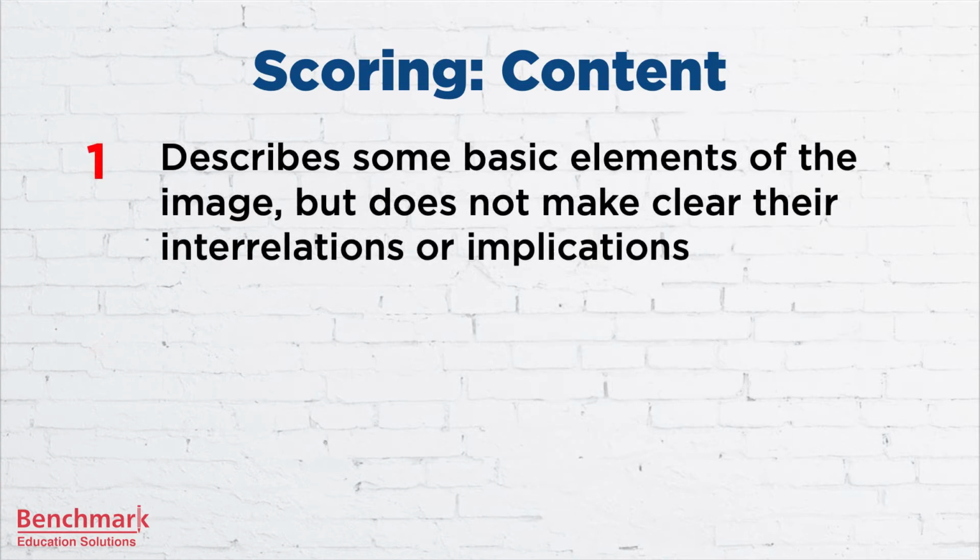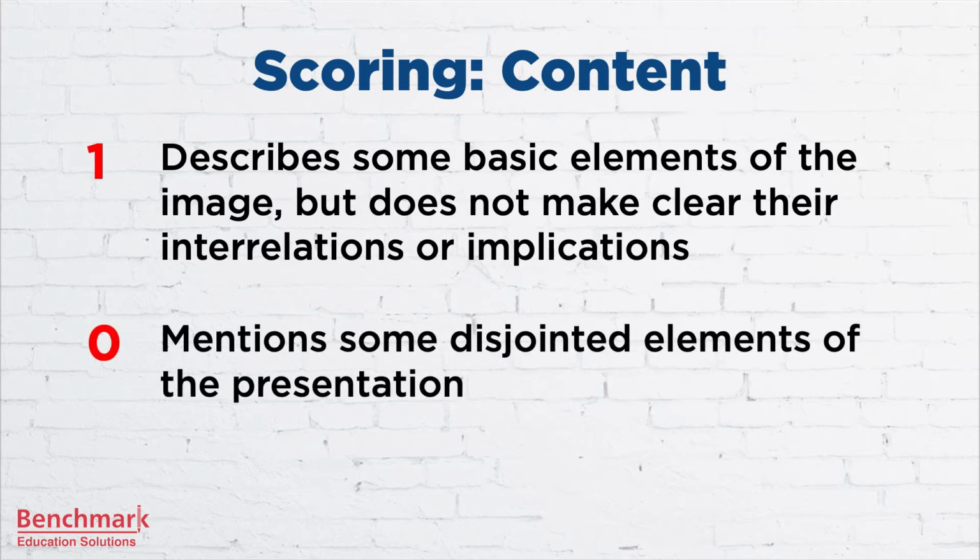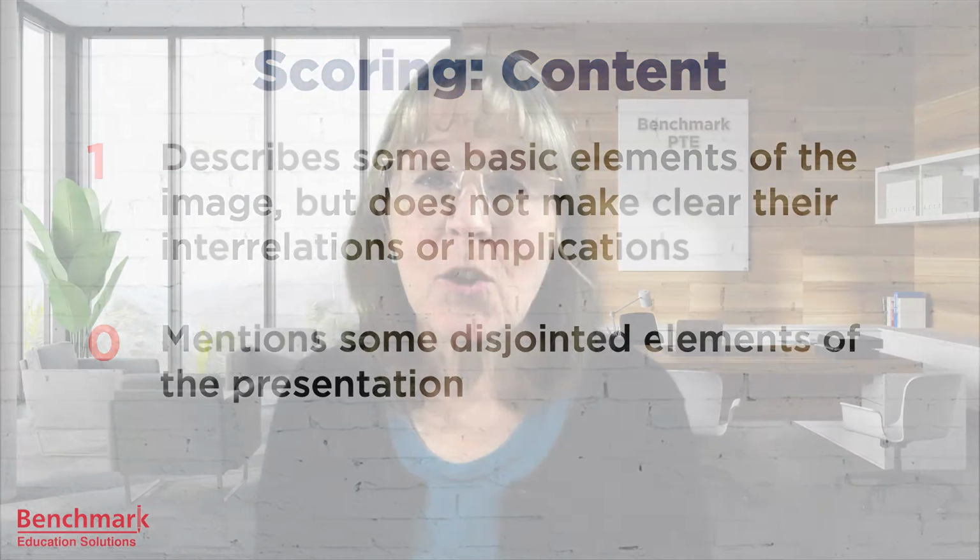A score of 1 means that you've described some basic elements of the image, but you haven't gone much beyond that. You've not described how the elements are connected. A score of 0, the lowest score, means that you've mentioned some very random parts of the image and nothing else. So as you can see, there are various levels to the content score. In our in-depth lesson, we talk more about how to find the key elements and expand on them.